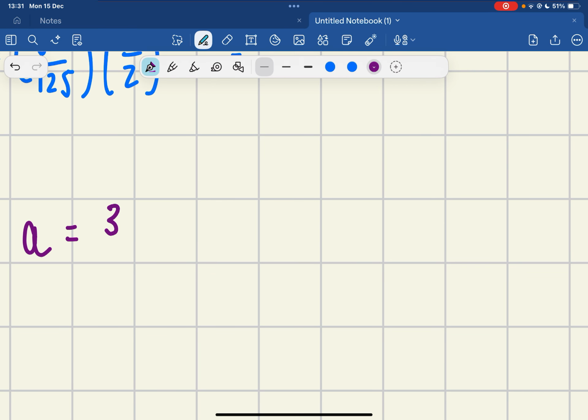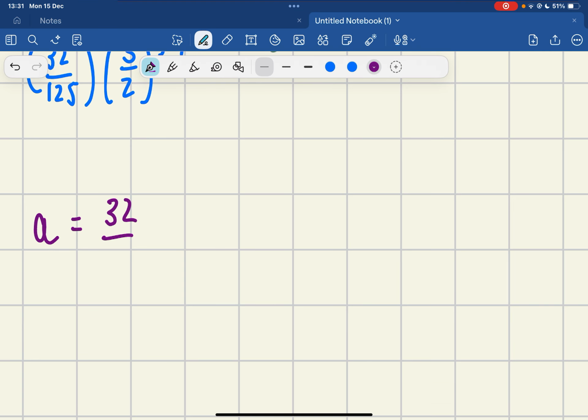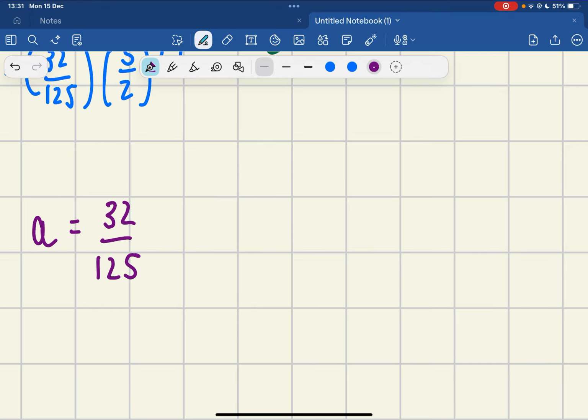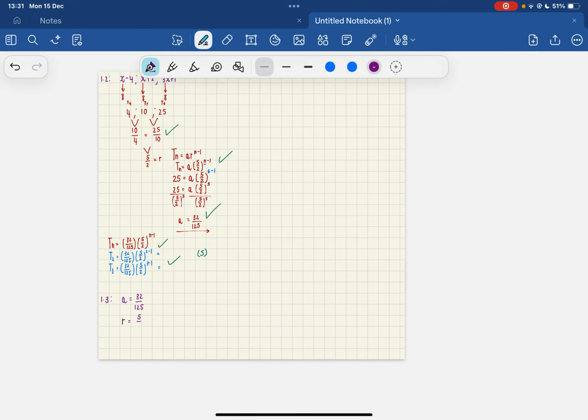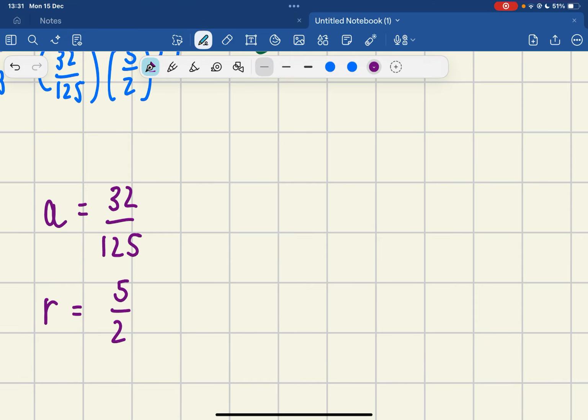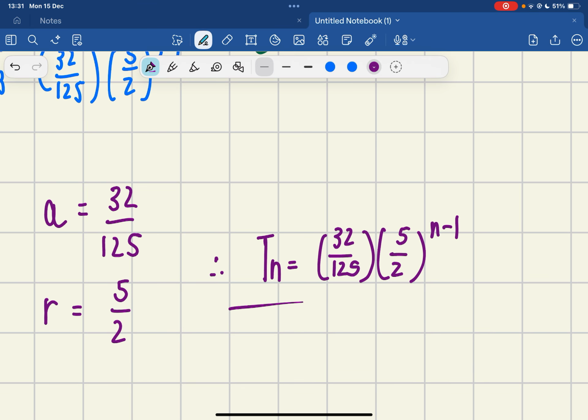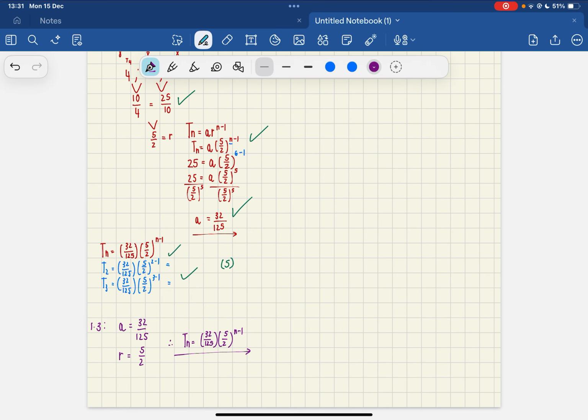We said A is 32 over 125. And our R, we already said was 5 over 2. Therefore, our general term is T of n is equal to 32 over 125 multiplied by 5 over 2 to the power of n minus 1. That's it. And there you get your 3 marks, quick 3 marks. There we go.